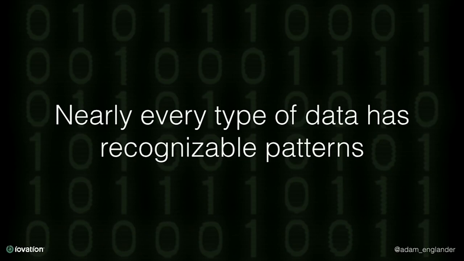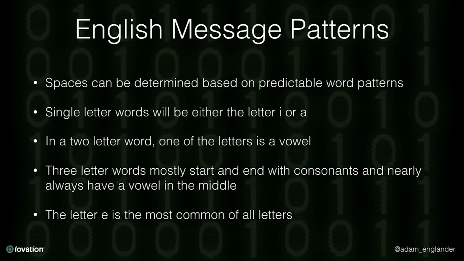But nearly every type of data has recognizable patterns. English as a language has patterns. Spaces can be determined very predictably. In most languages, spaces can be detected very predictably. Single letter words have a very limited number of characters. Two letter words are very predictable as well. Three letter words, and then the most common letter in all the words. If you don't add some randomness to that, it'll be very easy to predict what they are.